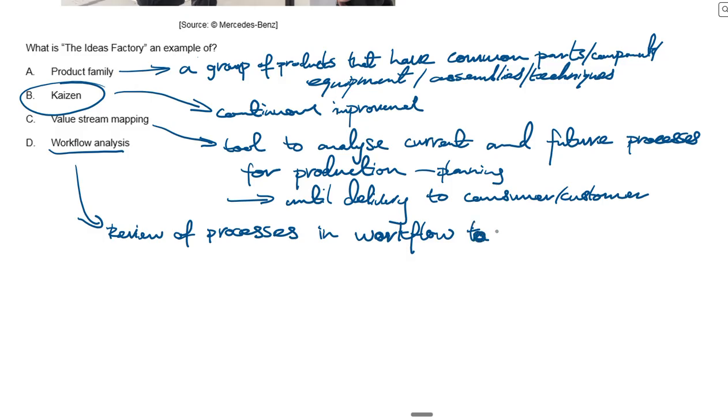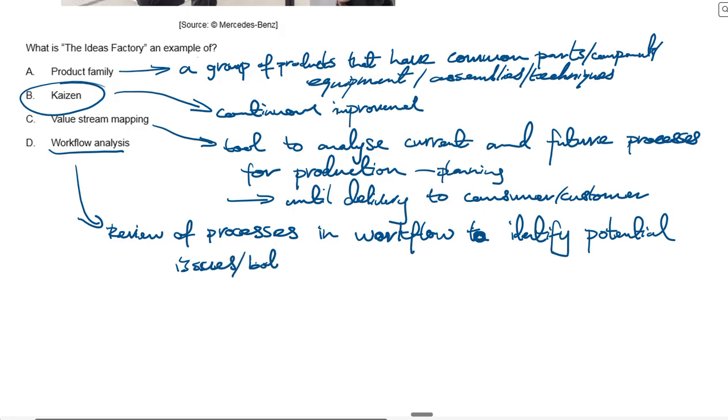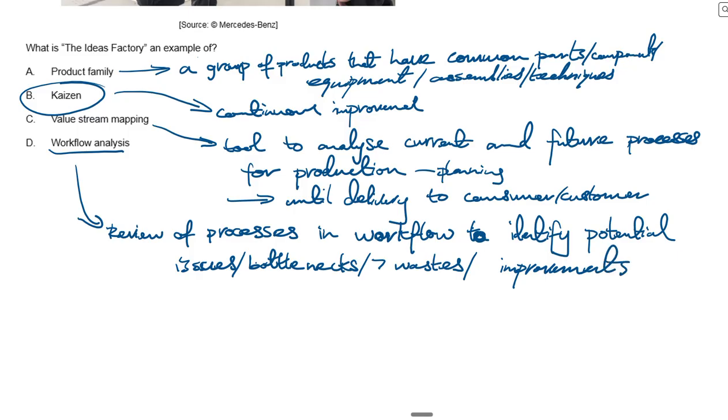To identify potential improvements, potential issues, bottlenecks. You can search up what a bottleneck is. That just means issues or pain points, right? Or we can say 7 wastes, where we find wastes in this process or workflow, and then improve that workflow. So okay, laptop bugging out, improvements. Okay, so hopefully that one's clear. And on to the next one.